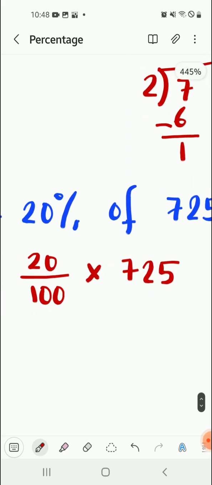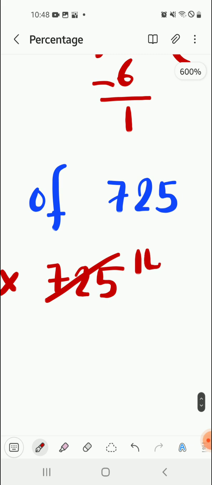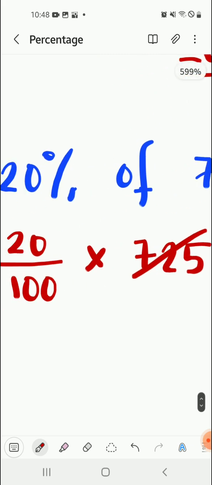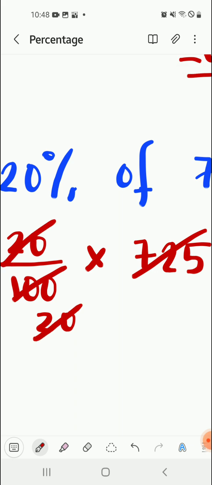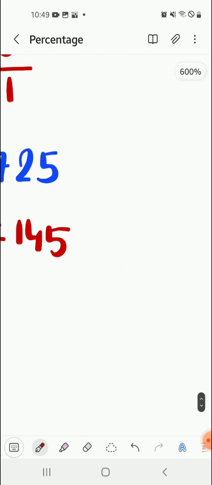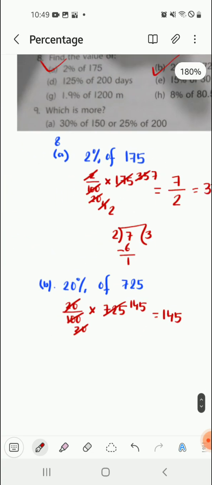Once again, it's possible for us to divide 725 and 100 by 5 because we find 5 here in the last unit's place and here a 0. So it's possibly divided by 5. So 725 divided by 5, we get 145. 100 divided by 5, we get 20. Now this 20 and 20 gets cancelled. What we are left with is 145, which is our answer.